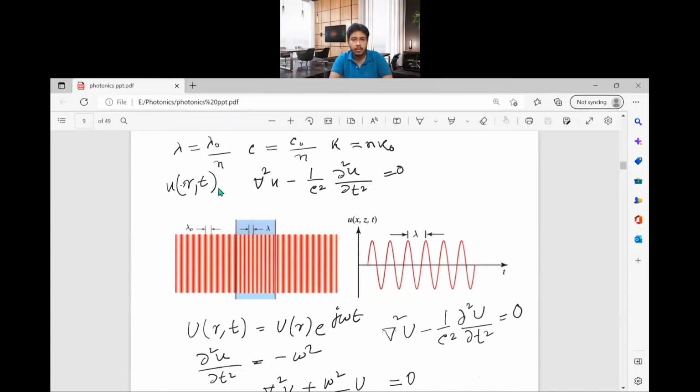It has some amplitude and changes with time. So it's a function of position and time, and we can define it as u of r, t. So this is the wave equation: del square u minus 1 by c square del 2 u by del t square is equal to 0, where c is the velocity of light in that medium.